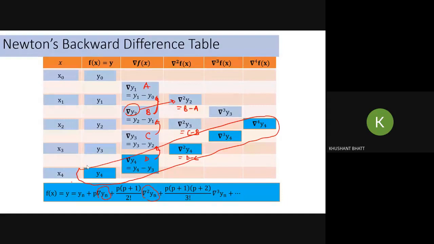Sir, forward delta y0 and backward delta y1, is the same formula applied there? Correct. The forward delta of y0 is equal to backward delta of y1. Both are the same. All right, Kusant? Yes, sir. Very good observation.